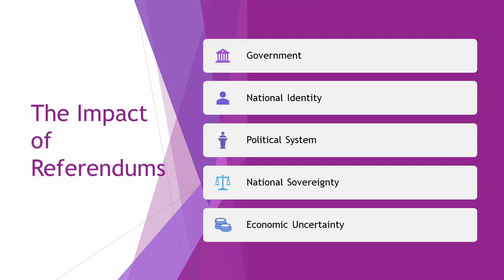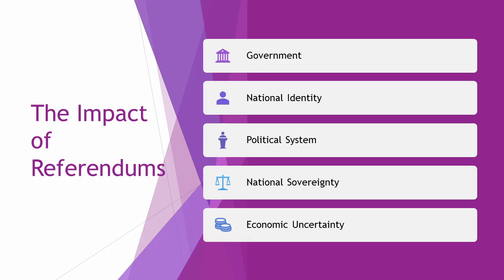Referendums have significantly impacted politics in the UK since 1997. Referendums involve the electorate in crucial decisions that can lead to changes in the government and national identity. For example, the 1997 referendums resulted in the creation of the Scottish Parliament and the Welsh Assembly, which altered the structure of the political system in the UK and led to greater regional representation.